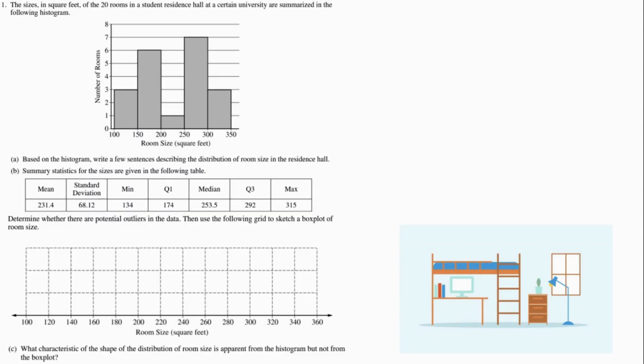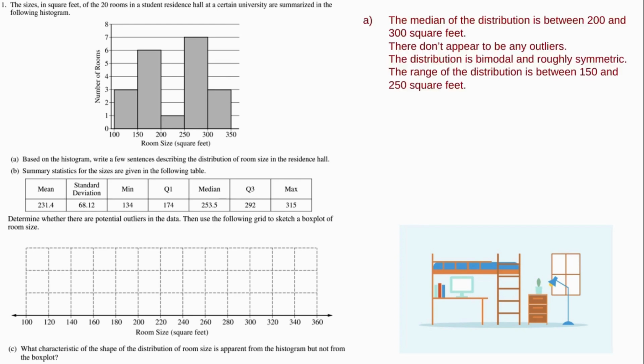The sizes in square feet of 20 rooms in a student residence hall at a certain university are summarized in the following histogram for problem number 1. Part A reads, based on the histogram, write a few sentences describing the distribution of room size in the residence hall. Remember our CUS model: center, unusual features, shape, and spread. See how you do with part A, pause the video, and unpause the video when you're done.